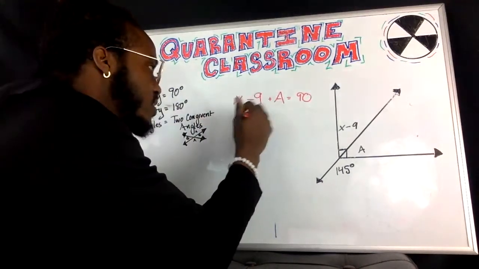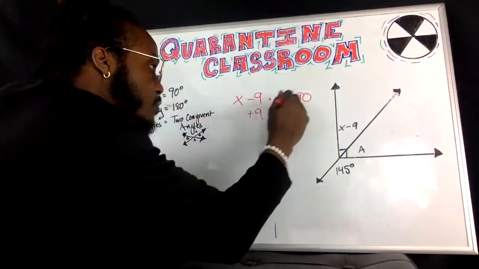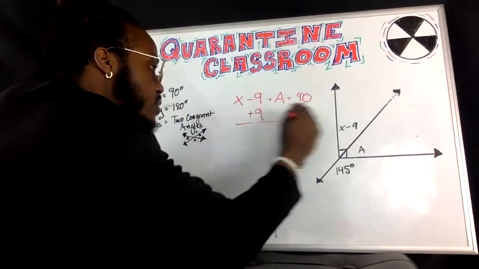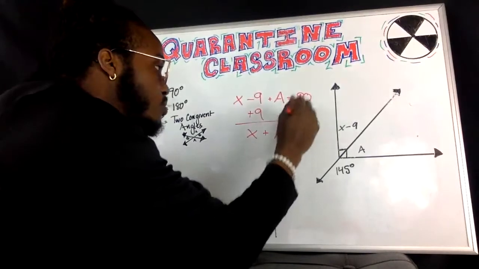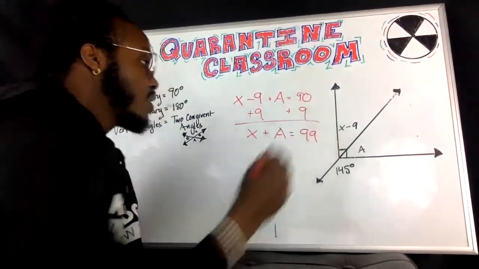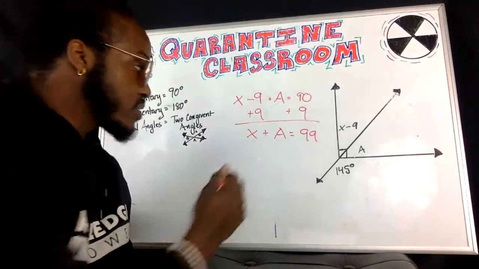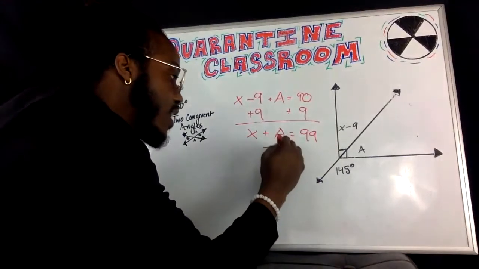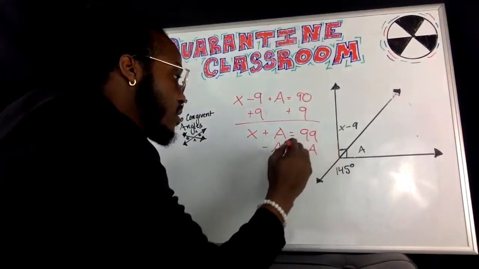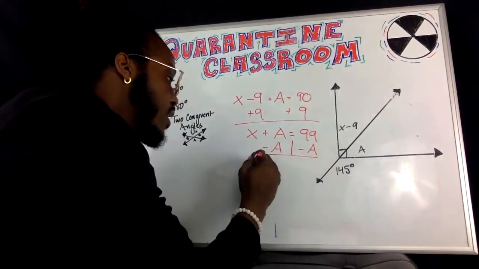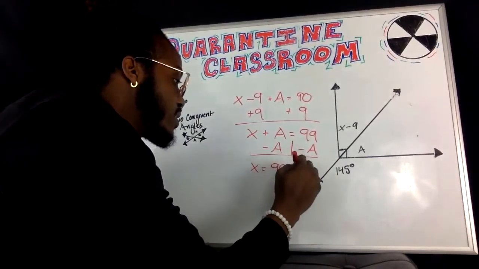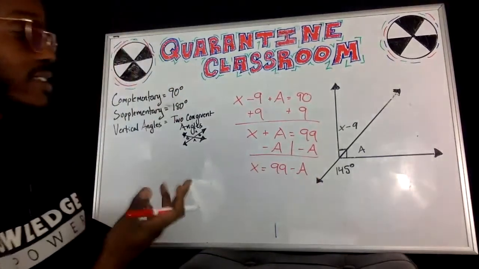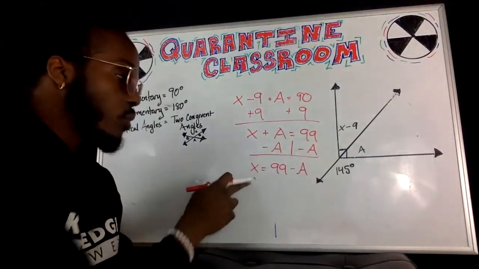For instance, I could still say plus 9 on both sides. And now I have x plus a equals 99. I need to find the value for x, which means I have to subtract a on both sides. And that's just going to tell me x equals 99 minus a. I still don't know what a is, which means I still don't know what x is.